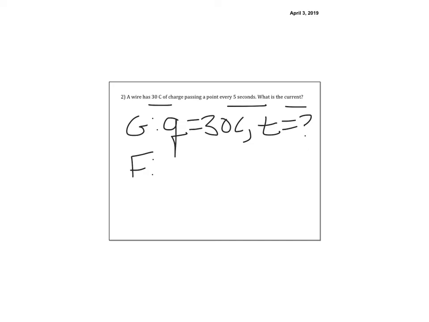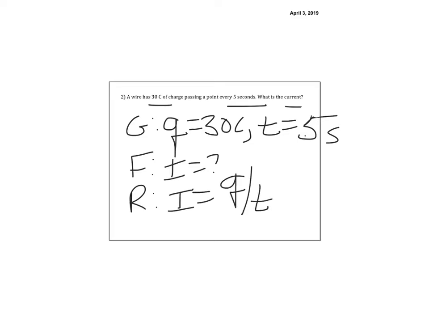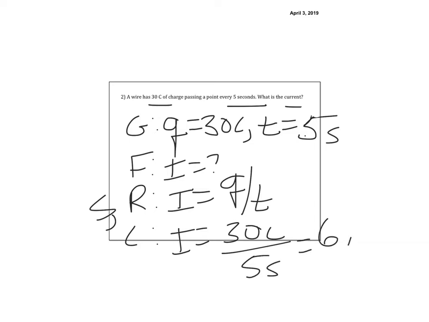Okay, so we know that the time is 5 seconds. Sorry, I got interrupted there. So 5 seconds, and we're trying to find current. That's still I. The equation is I equals Q over T, charge per second. So that's already solved. I is equal to 30 coulombs over 5 seconds. Nice, easy math: 30 divided by 5 is 6. Remember, a coulomb per second is an amp, and so we end up with 6 amps.